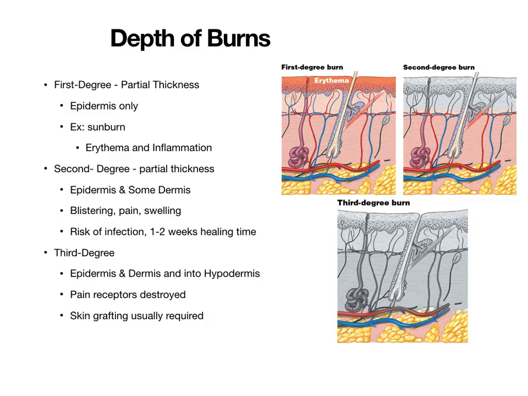Then we have our second degree burn, which also is a partial thickness burn. It affects the epidermis and some of the dermis. It's characterized by blistering, pain, and swelling. There is a risk of infection because we are going down into that dermis layer where there's more vessels involved, more nerves involved, just more tissue itself is involved. And it takes approximately 1 to 2 weeks of healing time to completely regenerate the damaged tissue.